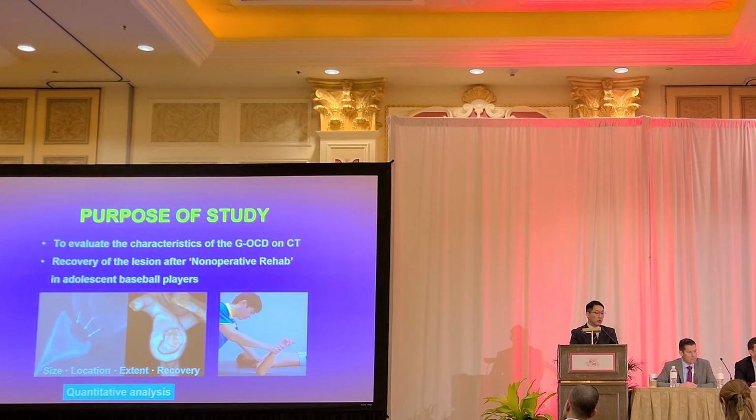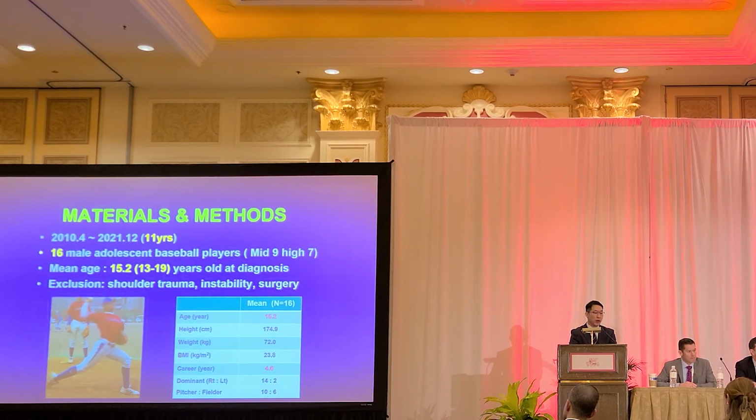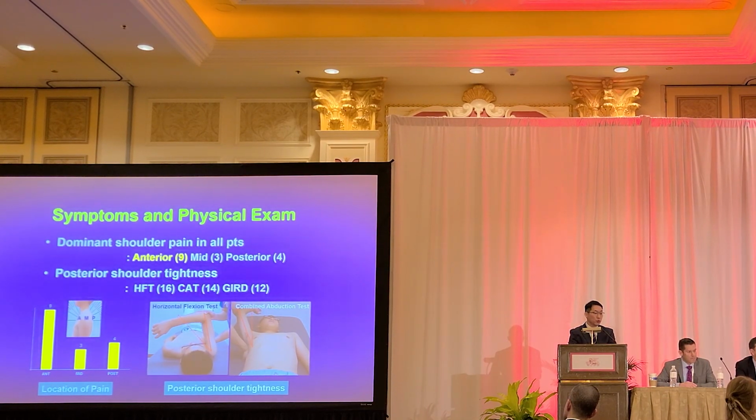The purpose of this study is to identify the characteristics of the glenoid OCD and evaluate the recovery of the lesion after operative rehabilitation. For 11 years, 60 cases were retrospectively reviewed. The mean age was 15.2 years. The dominant shoulder pain and the posterior shoulder tightness were present in all patients, and the anterior shoulder pain was present in more than half.